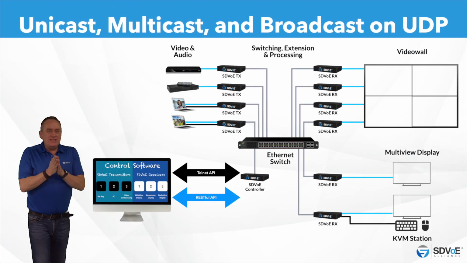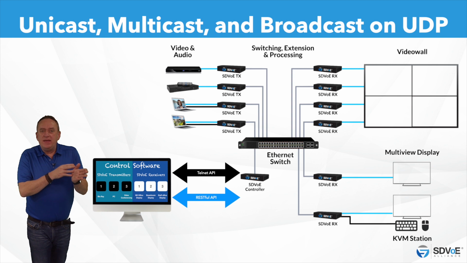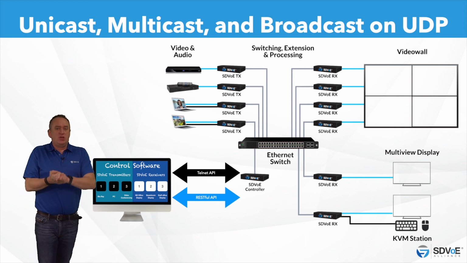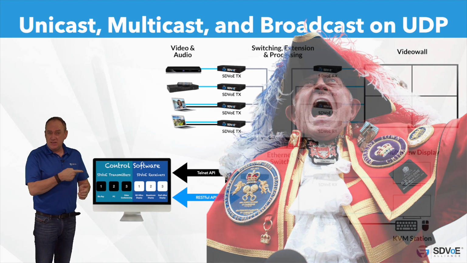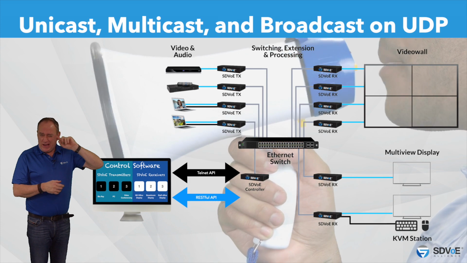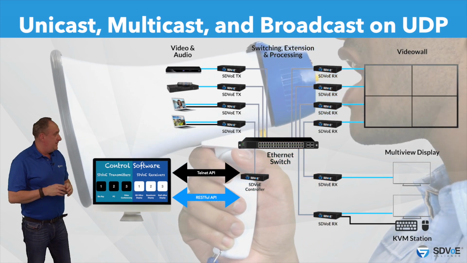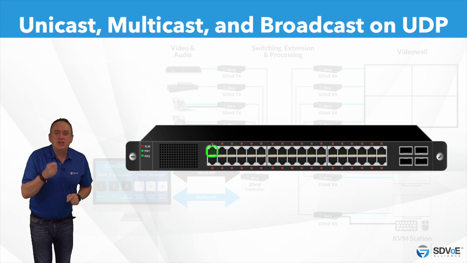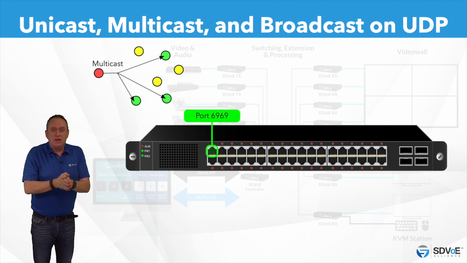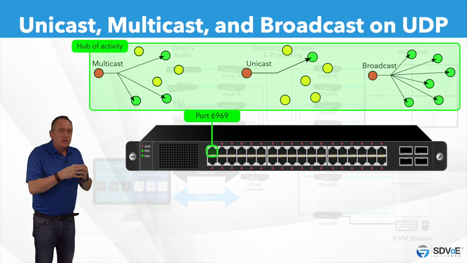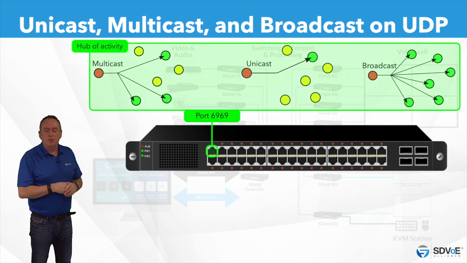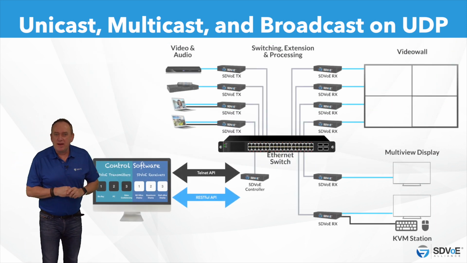Now, unlike TCP's careful courier, UDP, or User Datagram Protocol, is a bit like a town crier. Broadcasting messages quickly without confirming receipt. Port 6969, which supports multicast, unicast, and broadcast, is a hub of activity where control signals are dispersed like announcements in a public square.